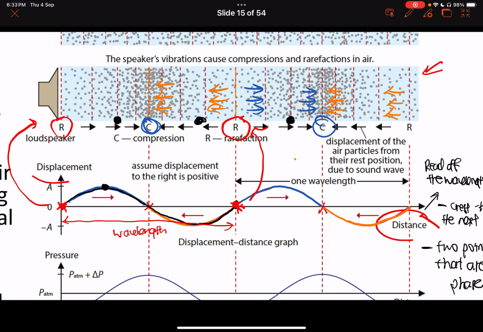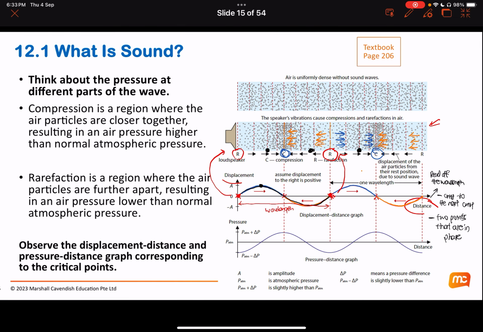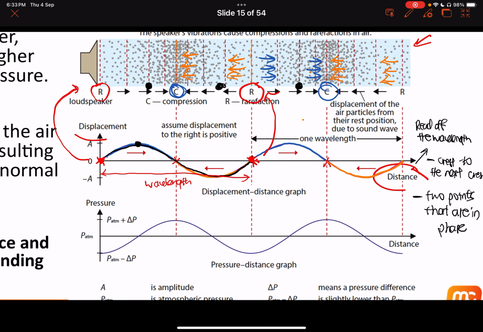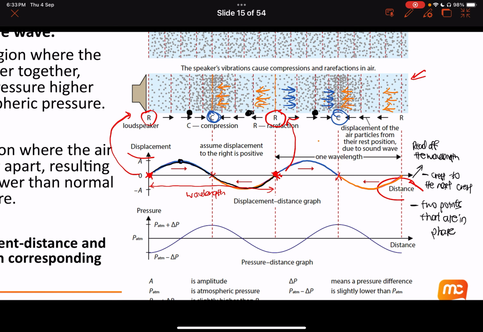Right, make sense? So in that case, how do we read off the wavelength from a sound wave? Basically, instead of crest to crest, because crest to crest only applies to a transverse wave, the highest point of a wave. Just because there's a hump here doesn't mean that it's necessarily a crest, just a maximum displacement.